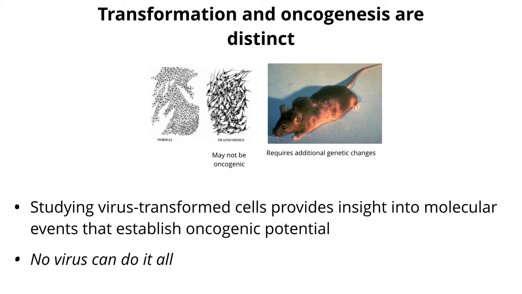Take a normal cell and infect it, it will transform the cells. Studying these cells has given us the insight to what makes a tumor. First, you transform the cell, and then you accumulate mutations to make a tumor.